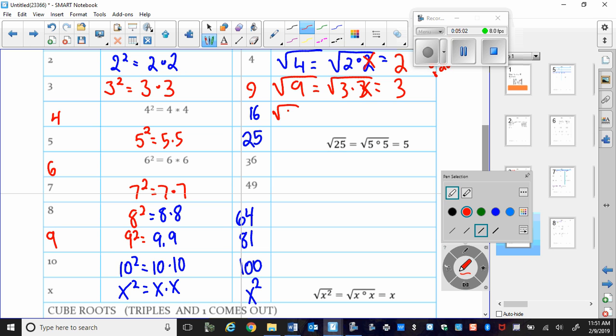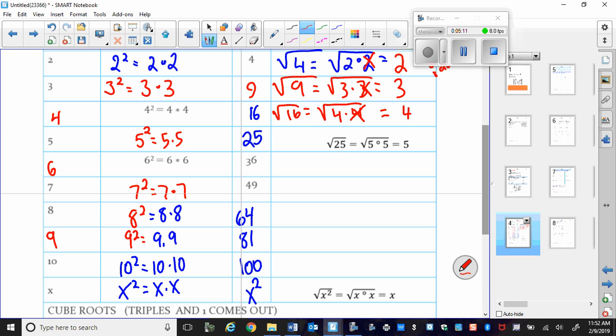I have the square root of 16. It breaks down into the factors 4 times 4. When 4 goes away, the other one comes out of the radical. Square root of 25 equals the square root of 5 times 5. 1 goes away, and 1 comes out of the radical. The square root of 36 equals the square root of 6 times 6. 1 goes away, 1 comes out of the radical.